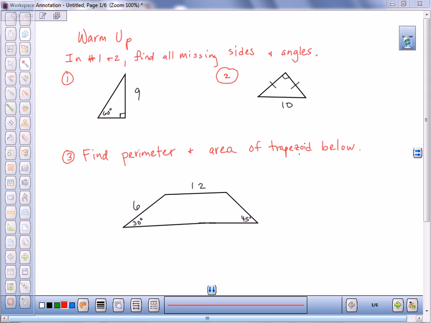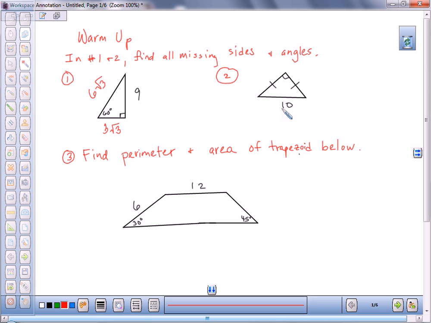Which is a review of what kind of triangles? Special triangles. There are 30, 60, 90, and the 45, 45, 90. If I give you the long leg, which is what I did on this first one, we divide by the square root of 3 for the short leg. So did you get 3 root 3? And then you double that to get the hypotenuse, which is 6 roots of 3.